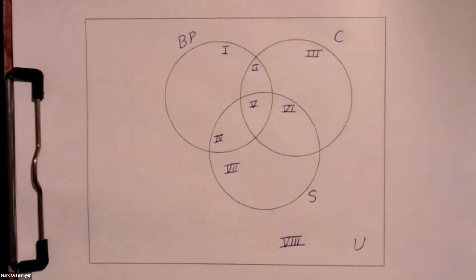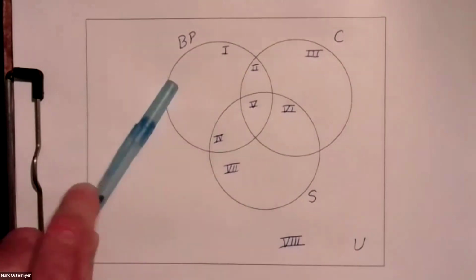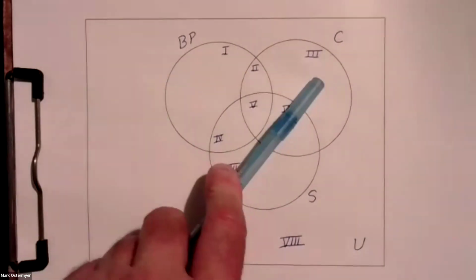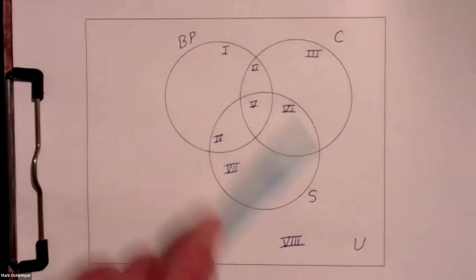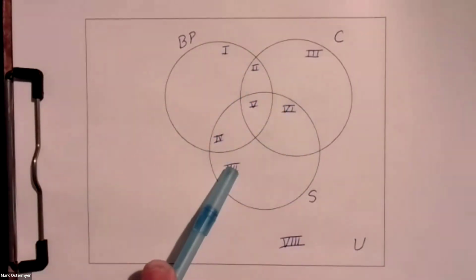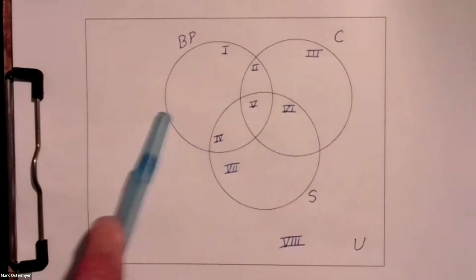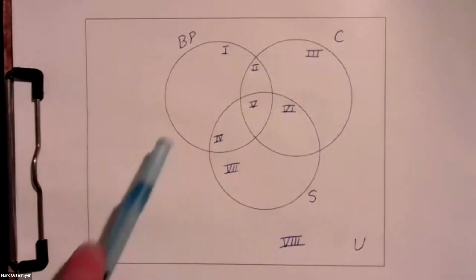There's nothing sacred in how we're labeling this. I could have called this the cholesterol circle, this the blood pressure, and this a smoking circle. And I could have labeled these Roman numerals in different ways. It doesn't matter. You'll get the same answer in the end if you do things correct. But so we're all on the same page, why not just follow what I got here?